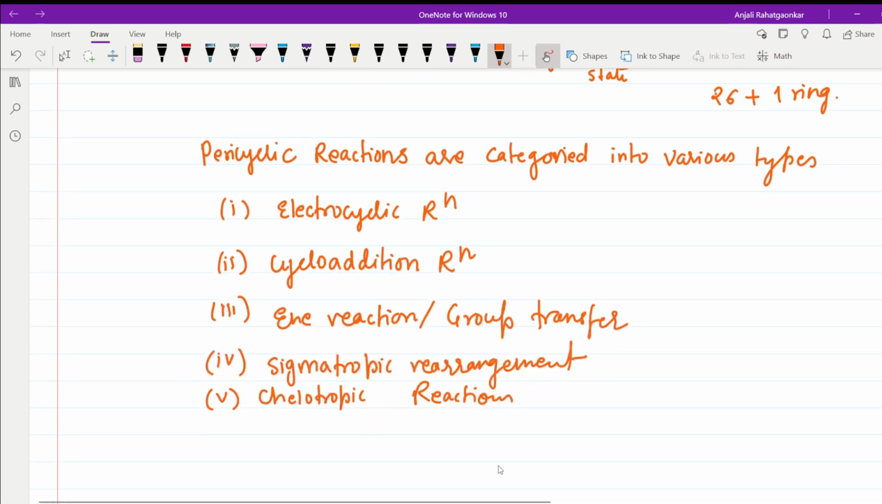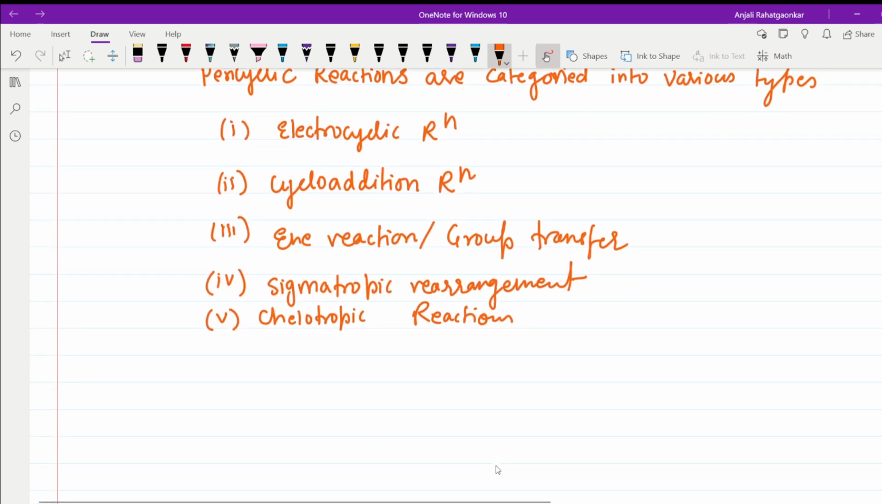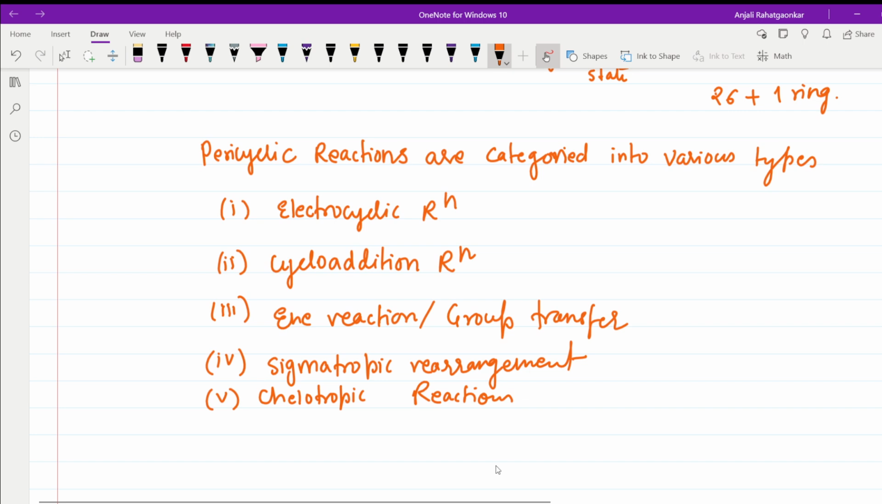So these are the five reactions we are going to study in the next few lectures. Let us see one by one. The pericyclic reactions are categorized into various types, and those reactions are the electrocyclic reaction, cycloaddition reaction, ene reaction, or you can say group transfer reaction, sigmatropic rearrangement, and the chelotropic reaction.